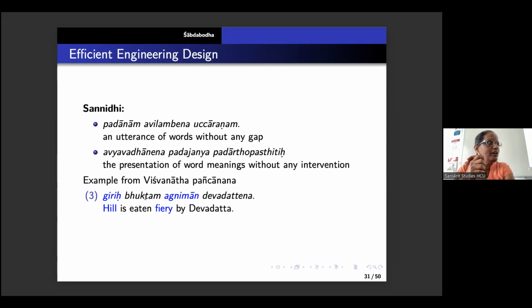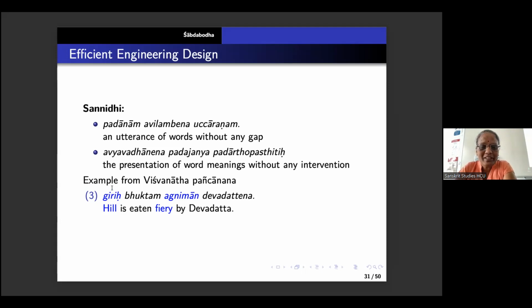And there is no "is" in Sanskrit. It's eaten by Devadatta. Devadattena Bhuktam Phalam. Okay, the fruit eaten by Devadatta. That's why it doesn't match. Yeah, this is the counter example.